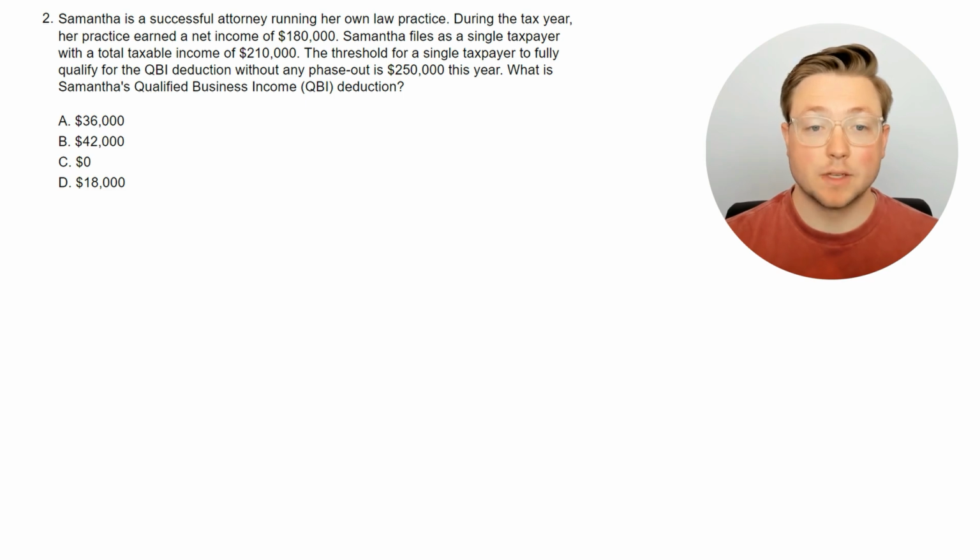Here's question 2. Samantha is a successful attorney running her own law practice. During the tax year, her practice earned a net income of $180,000. Samantha files as a single taxpayer with a total taxable income of $210,000. The threshold for a single taxpayer to fully qualify for the QBI deduction without any phase-out is $250,000 this year. What is Samantha's qualified business income deduction?